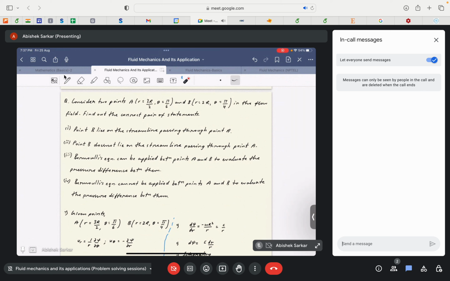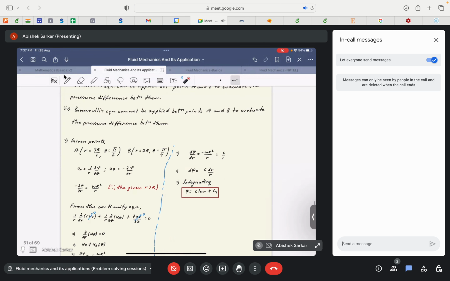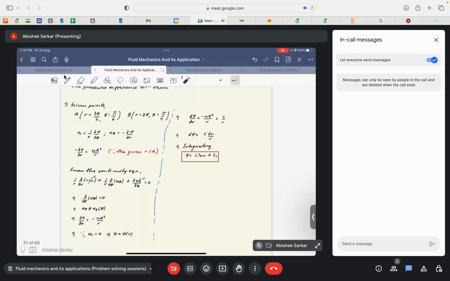We can clearly see that both the radial distances are greater than the radius of the tornado. The first point A is at a distance 3 by 2 R, which is basically 1.5 times the radius of the tornado, and the second point B is at a distance 2R, so it's 2 times the radius from the center of the tornado. Since both points are in the outer region, we can have u theta as omega R squared by r.